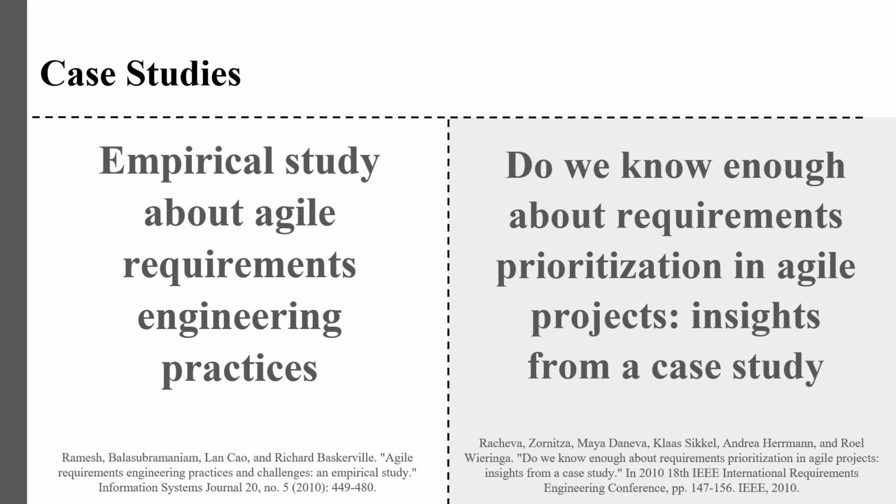Additionally, we have two case studies that provide insight into requirement prioritization in Agile. In the empirical study called Agile Requirements Engineering Practices and Challenges, an Empirical Study, the left one, the prioritization of requirements is a critical aspect examined across 16 organizations engaged in Agile software development. The study investigates 6 distinct Agile requirements engineering practices and their impacts on 7 identified challenges.